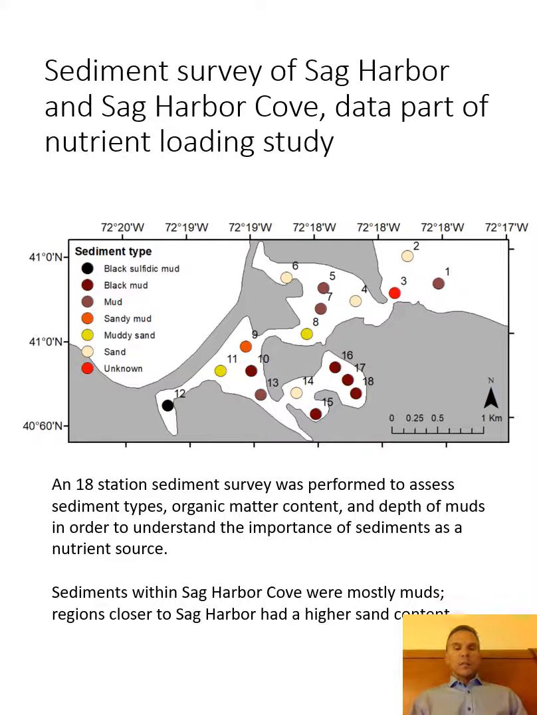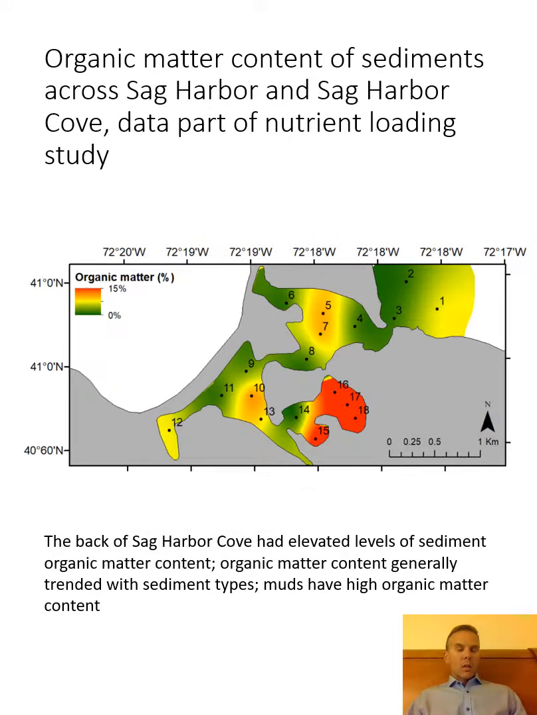So this slide shows the qualitative sense of the sediment in 18 stations we sampled across this region. What it generally shows is we've got sandier sediments to the north within Sag Harbor. As you get back into the cove, the sediments transition to being muddier. We also measured the amount of organic matter content as a percentage of the total weight across the different locations.